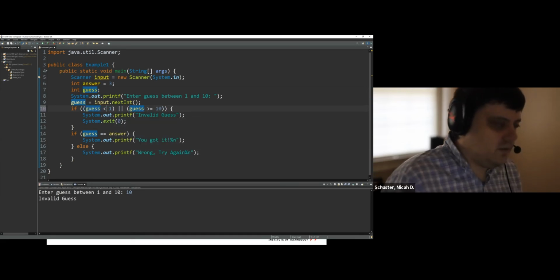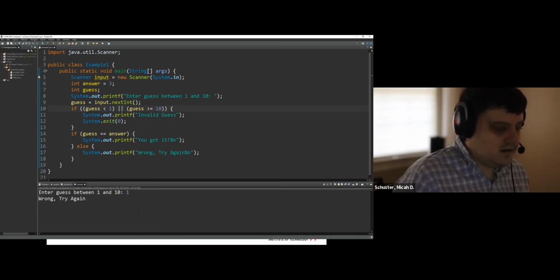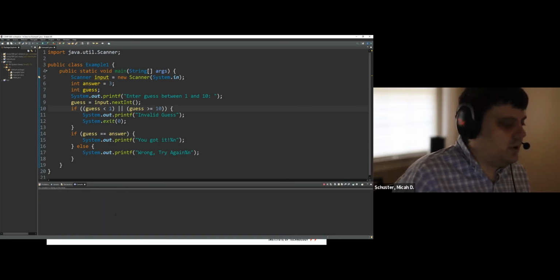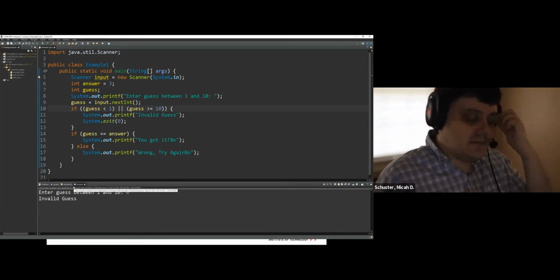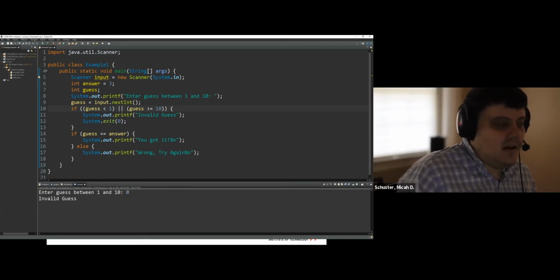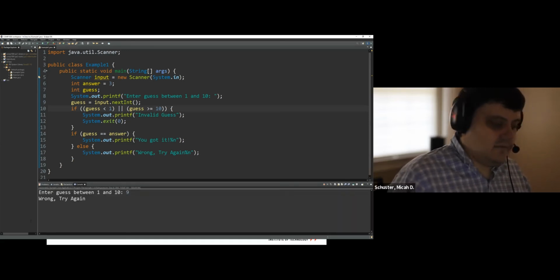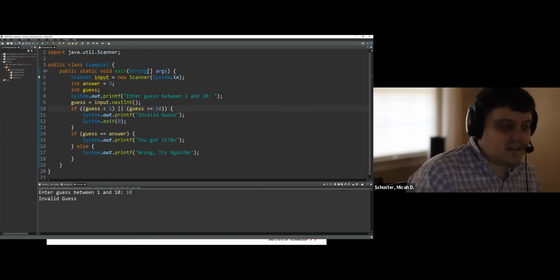So let's remove the equal here. Let's run. Let me put in 1. There we go. Wrong, try again. That's what I expect. If I put in 0, then it's invalid guess. That's what I'm expecting the behavior to be. For the one that's 10, if I put in 11, invalid guess, that makes sense. I put in 9, wrong, try again, that makes sense. Put in 10, I get that invalid guess for the same reason.